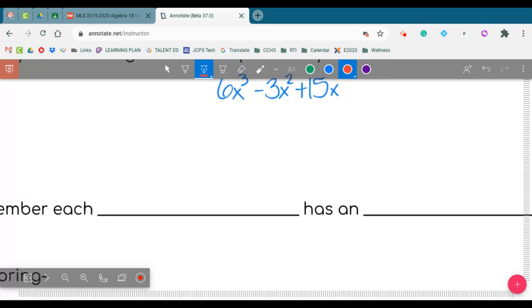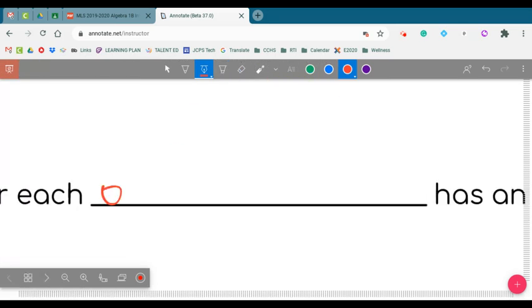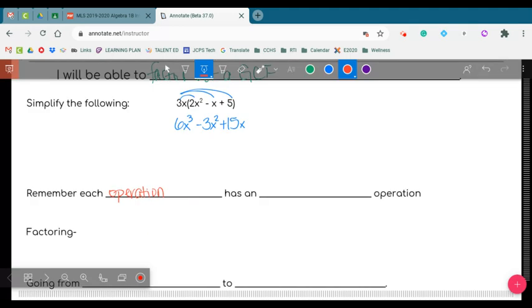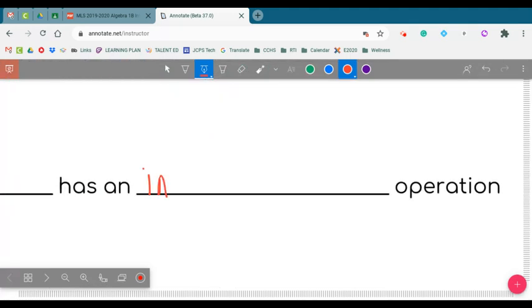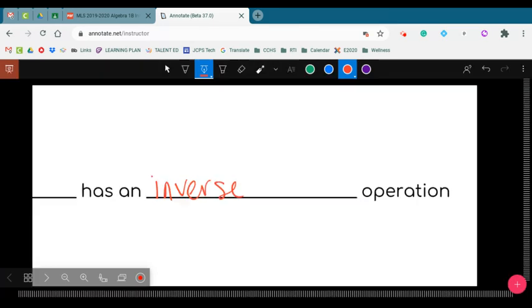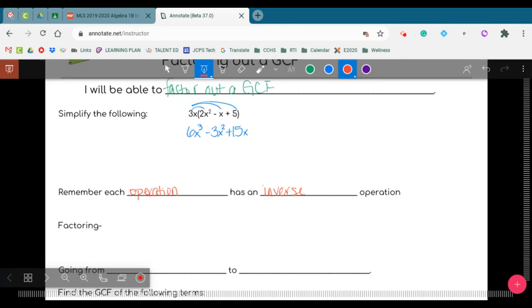So remember each operation, whether it's addition, subtraction, multiplication, or division, has an inverse. So like your inverse of addition is subtraction and your inverse of multiplication is division. So factoring is just going to think, okay, what is the greatest coefficient I can divide out of each of my terms, and what is the biggest exponent, or what's the largest number of variables I can take out of each term?